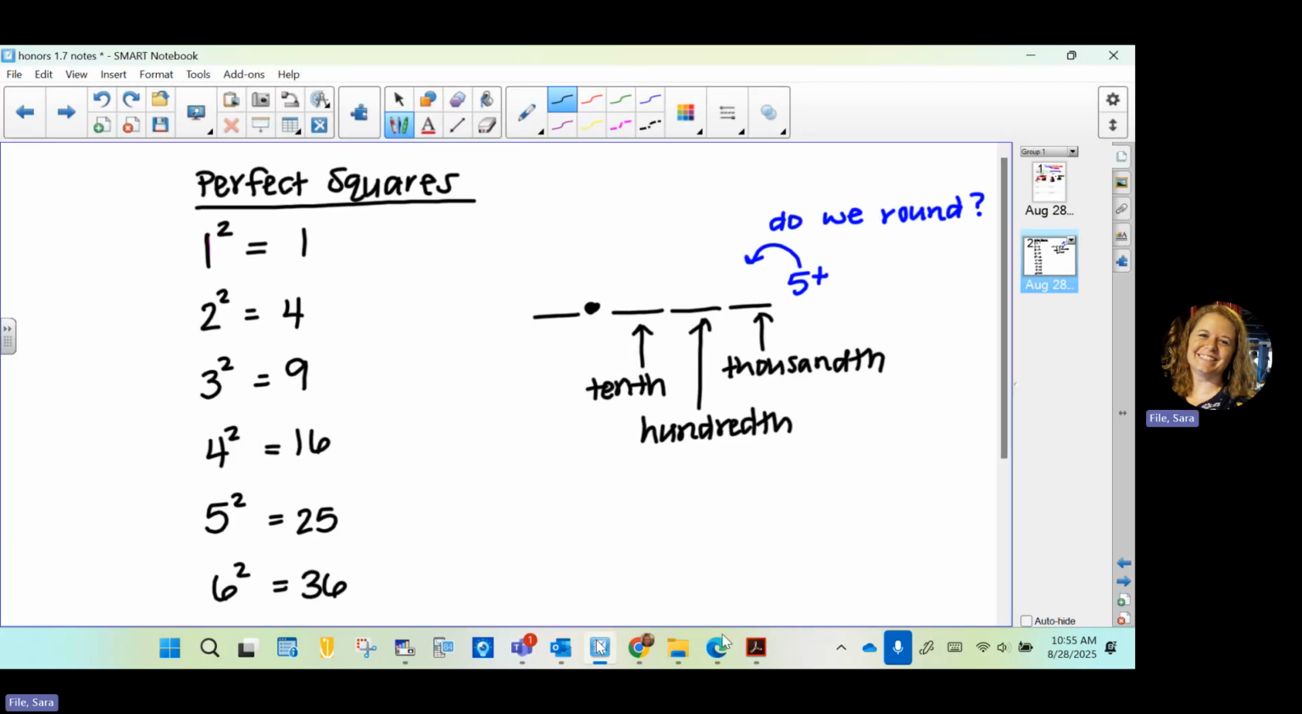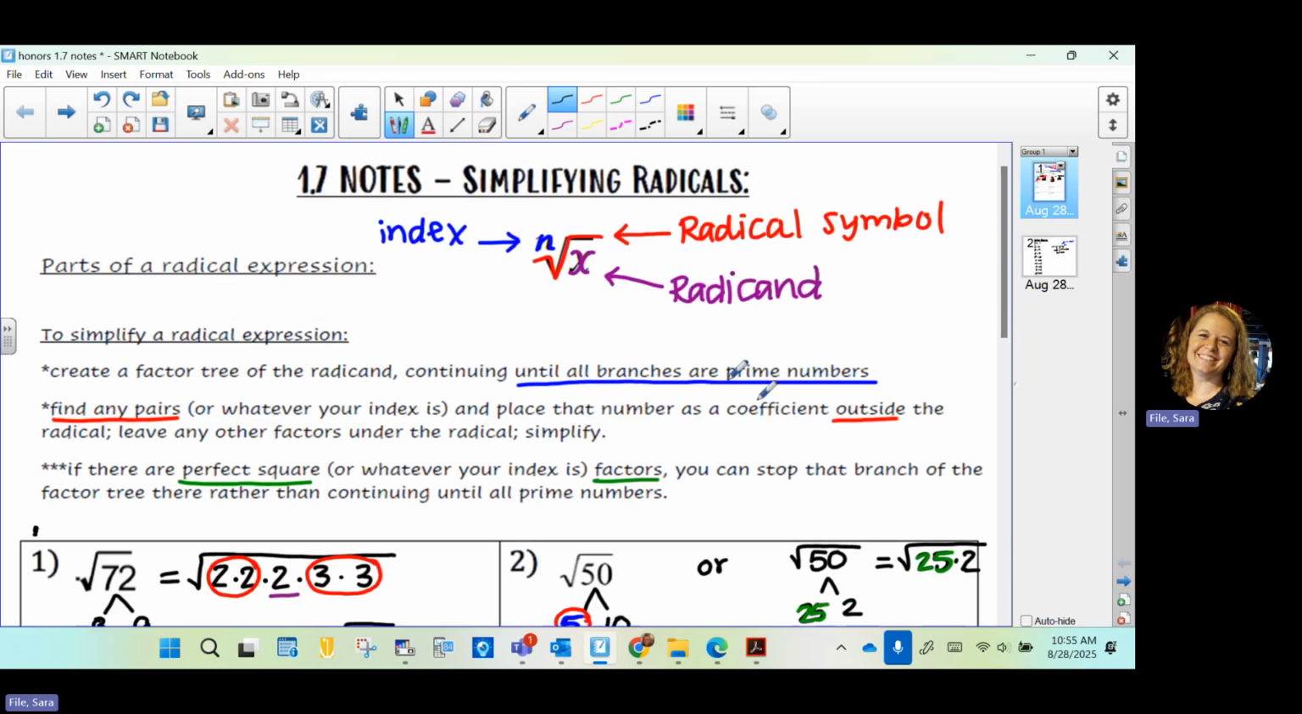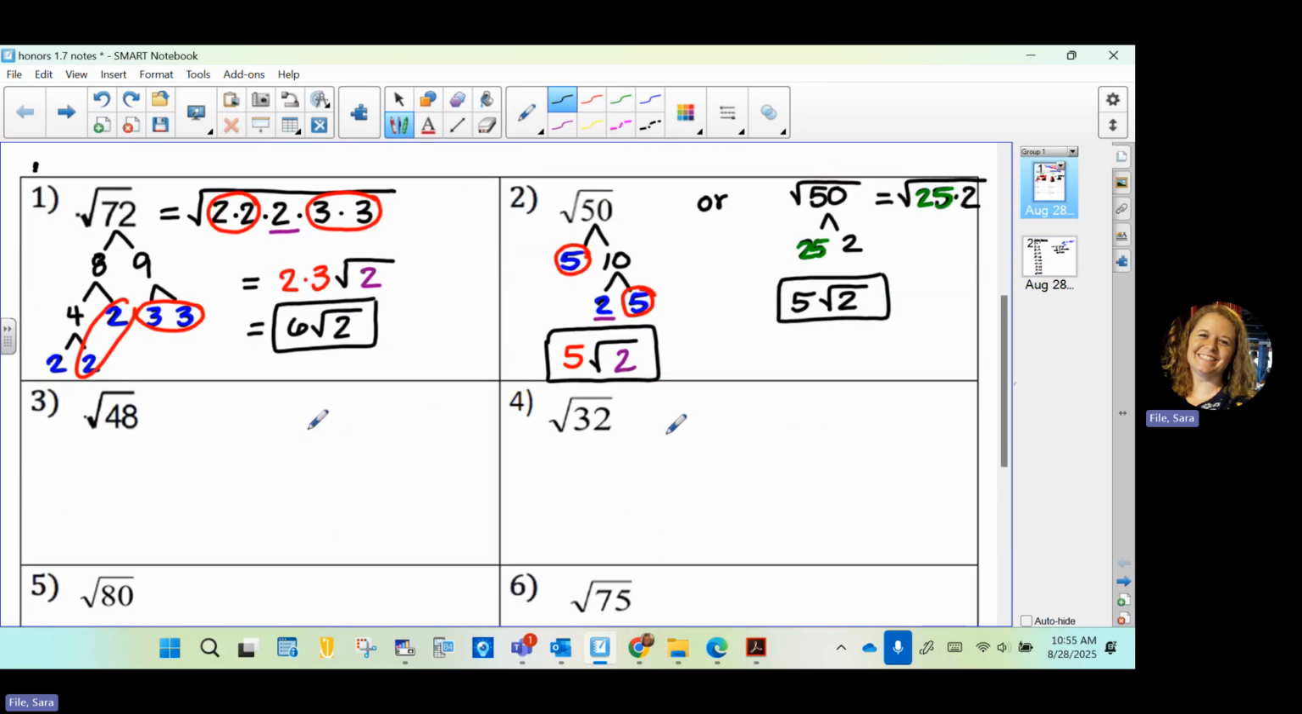Okay, so if you are unsure, you can always use your calculator and check. Just type in 48 divided by and see if it's divisible by any of those perfect squares. So this one is divisible by 16. That's the largest perfect square it's divisible by. It would be 16 times 3. And now because that's a perfect square, I can stop my tree and just say, okay, the square root of 16 is what? It's 4. So this is just 4 root 3.